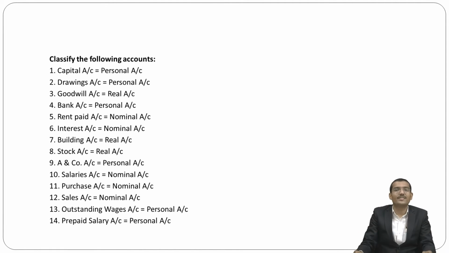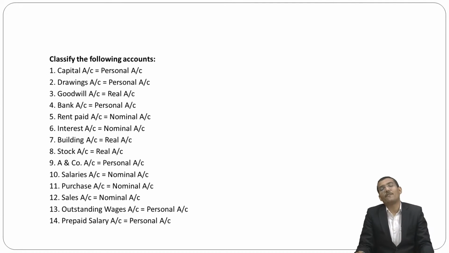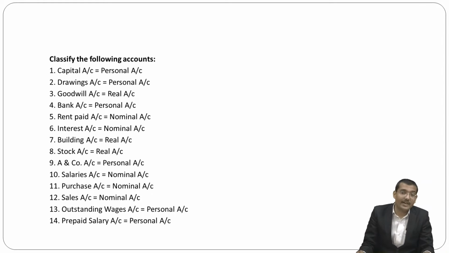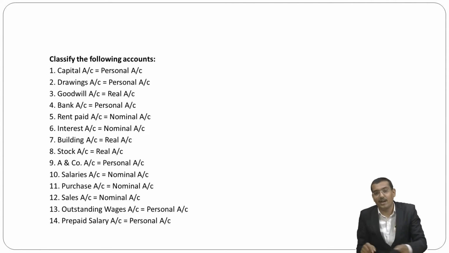The first account is capital account. The capital account is nothing but, my dear friends, a personal account. Second is, my dear friend, drawing account, which is also a personal account. Then goodwill. Here I define that, my dear friends, that is a real account. If we're talking about a real account in a specified manner, then it is an intangible real account.